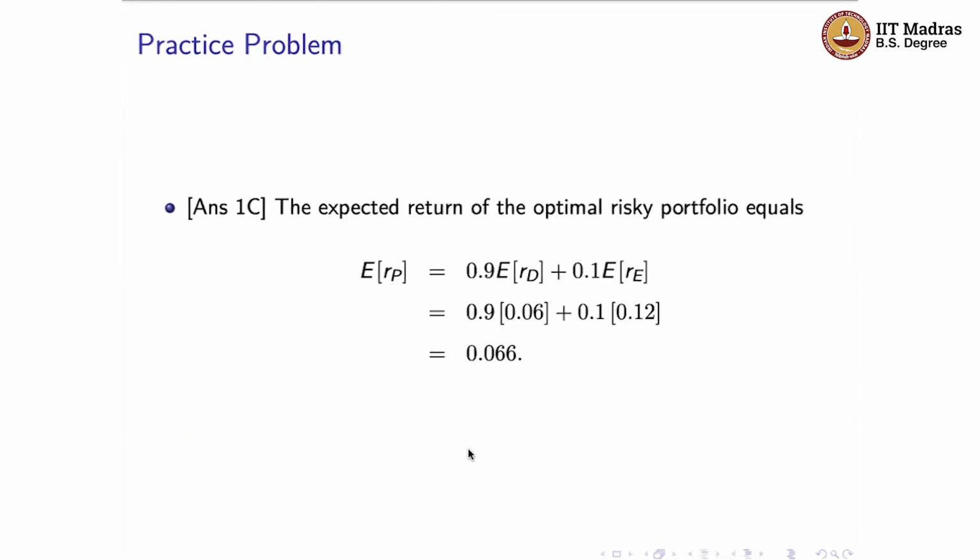So expected return is again the weighted average. We now know that for this optimal risky portfolio, the weight of the debt will be 90% and the weight of the equity is 10%. So therefore, the expectation of RP is going to be 0.9 times 6% plus 0.1 times 12%. And that is actually equal to 6.6%, right? So that's the expected return.